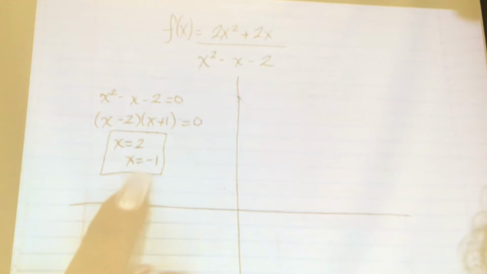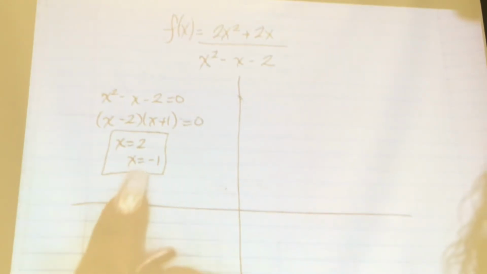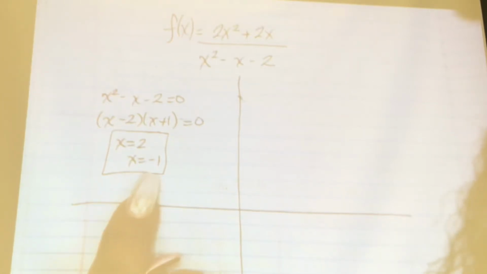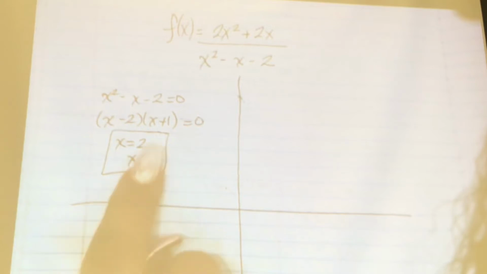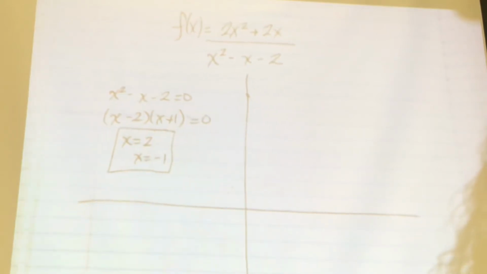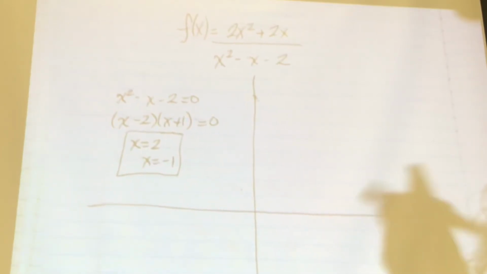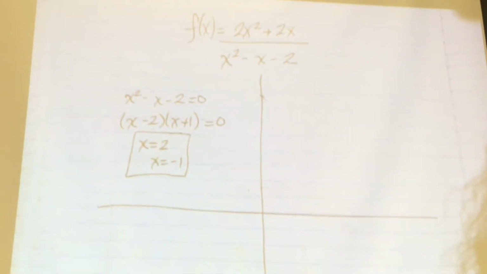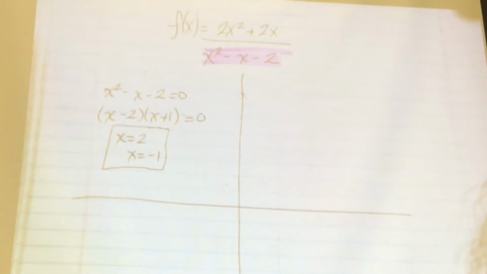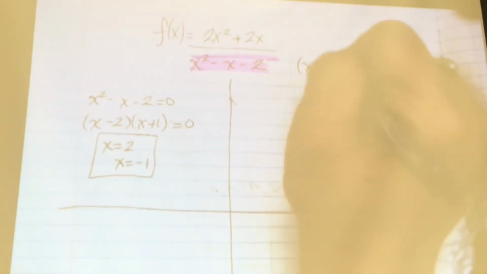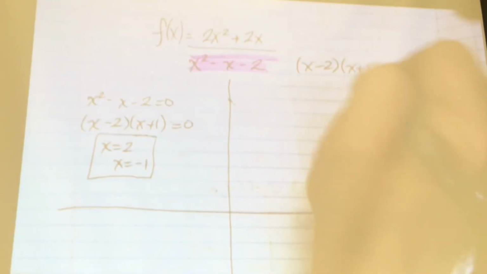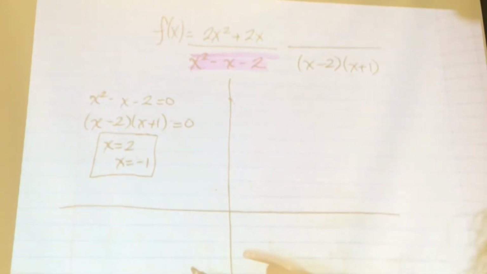What's the domain for this? Negative infinity to negative 1, negative 1 to 2, and then 2 to infinity. Be careful. So you have to start with a positive number. All right, so this bad boy right here is going to factor to x minus 2 and x plus 1. So I should always factor it because I'm going to end up plugging stuff in.